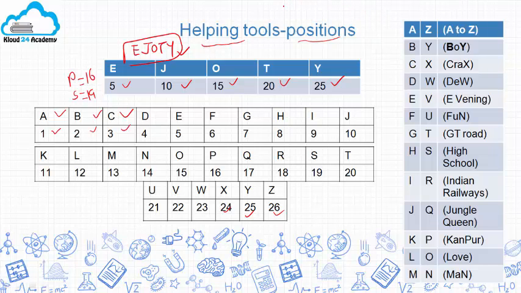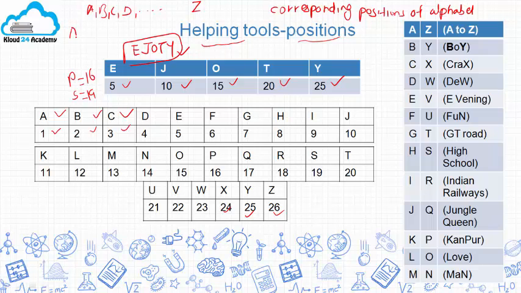Next technique or shortcut is to remember the corresponding positions of alphabet from beginning to end, like there is a series A, B, C, D, and so on till Z. Now the first position will be, of course, A. The corresponding first position from right to left, or from the end, will be Z. Similarly, second position will be B, and second position from the end, or second last, will be Y. Similarly, third will be C, and third last position from the end will be X.